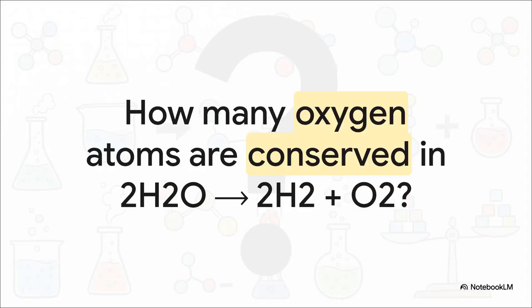I want to end on this provocative transfer challenge for you. The decomposition of water is written as 2H2O yields 2H2 plus O2. Based on the coefficients and subscripts we just learned about, exactly how many total atoms of oxygen are conserved from the reactant side to the product side? And how might mastering this simple chemical process power the green fuel cell vehicles of our future? Think about the math and think about the real-world impact.